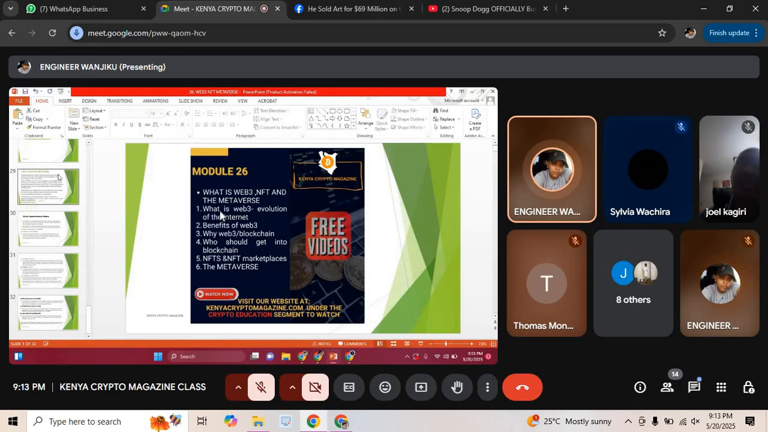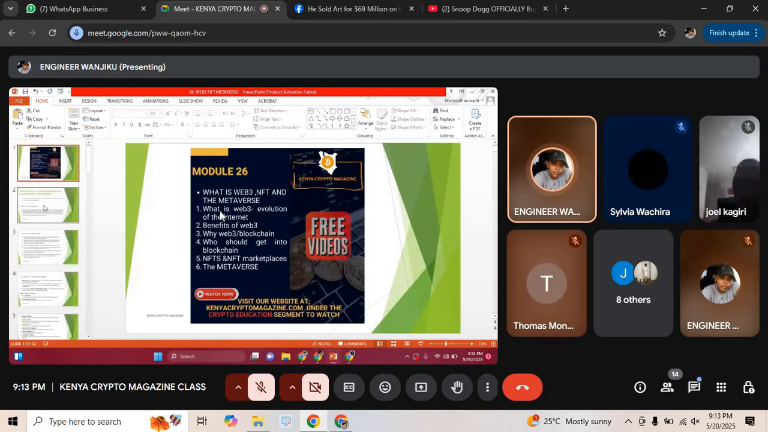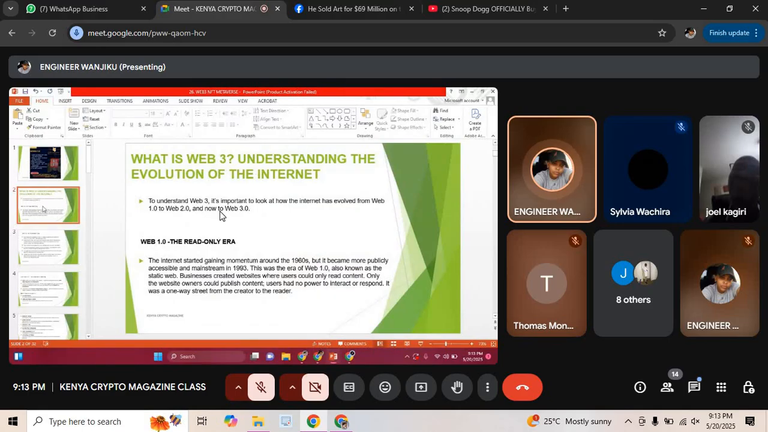So navigating straight to that, let me just go to my second slide. So we are going to start by defining what Web3 is. To understand Web3, it is important for us to look at how the internet has evolved from Web 1, Web 2, and now what we call Web 3. So let's start with what Web 1 was.